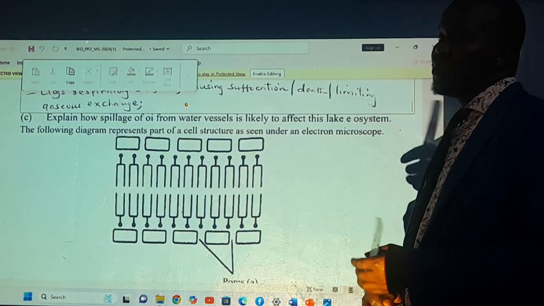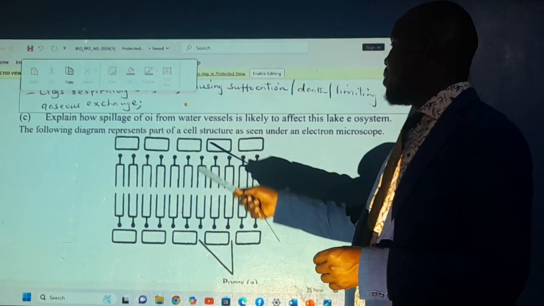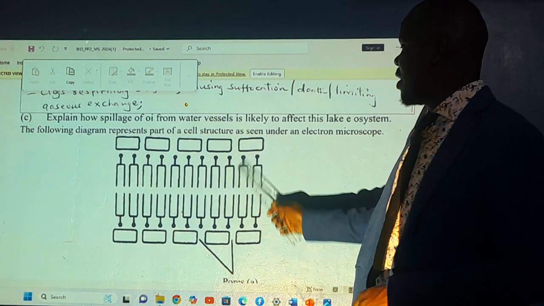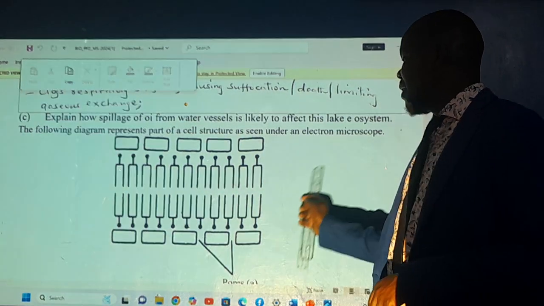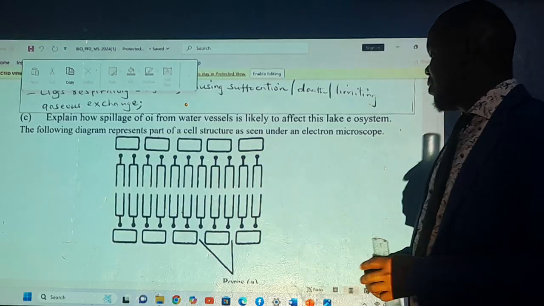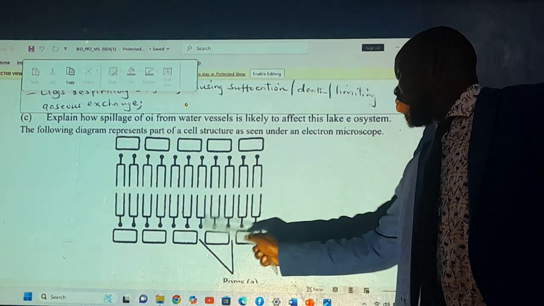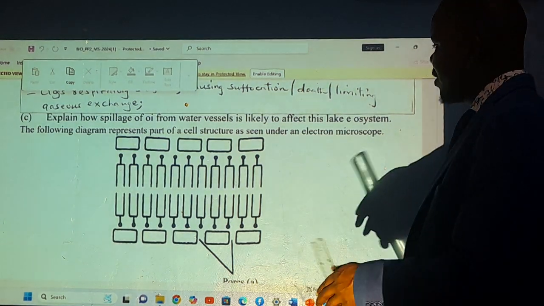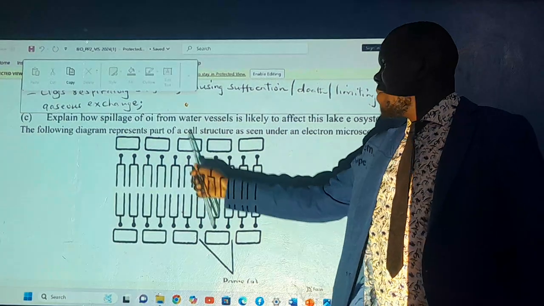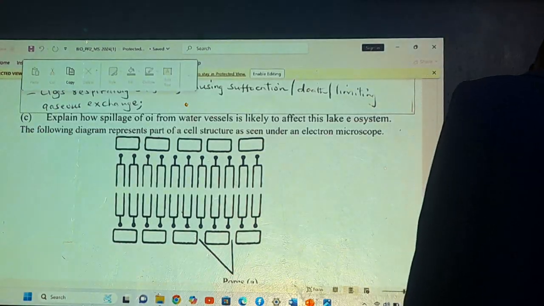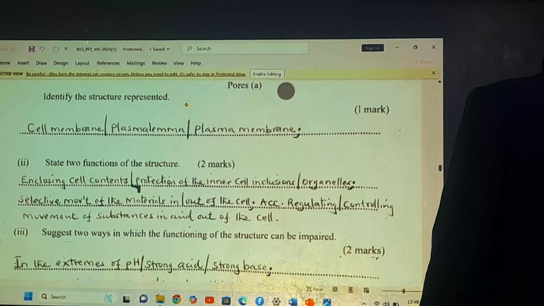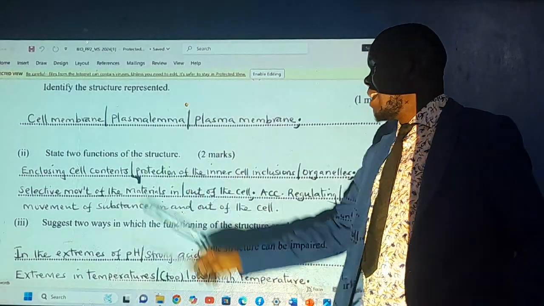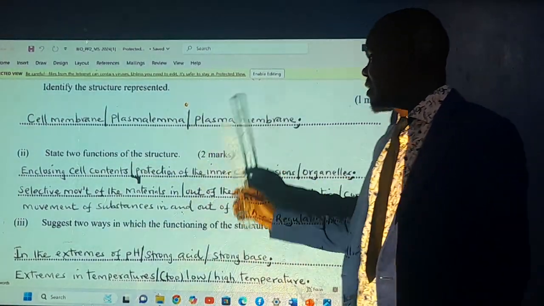So our last question, which was number 5, the following represents a cell structure. Which cell structure is this one? This one is a cell membrane. You can check the cell membrane, the bilipid layer, the phospholipid layer, and the protein molecules. Within the protein molecules we have the pore. These are the things that we were speaking about. It gives the semi-permeable membrane. The first question: identify the structure represented. It's just a cell membrane, or you can call it plasma membrane. This is just the same thing.